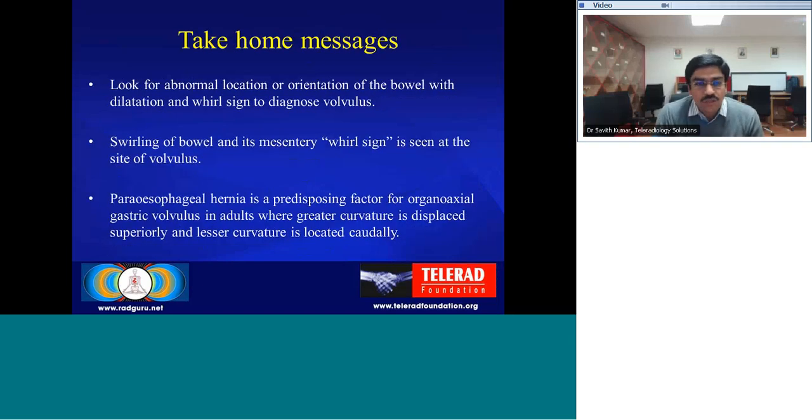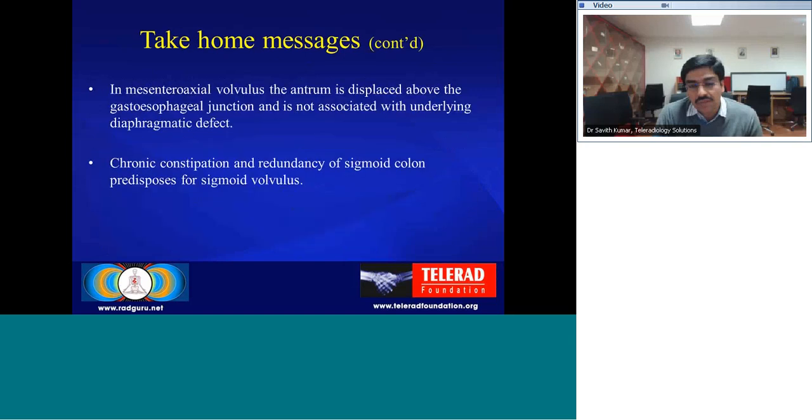The points to remember are: look for abnormal location or orientation of the bowel with dilatation and whorl sign to diagnose volvulus. The swelling of the bowel and its mesentery is called the whorl sign, and it is seen at the site of volvulus. Paraesophageal hernia is a predominant predisposing factor for organoaxial gastric volvulus in adults, while the greater curvature is displaced superiorly and the lesser curvature is located caudally. In mesenteroaxial volvulus of the stomach, the antrum is displaced above the gastroesophageal junction and is usually not associated with a diaphragmatic defect. And chronic constipation and redundant sigmoid colon predispose to sigmoid volvulus.